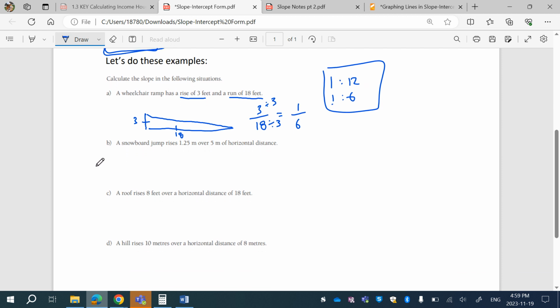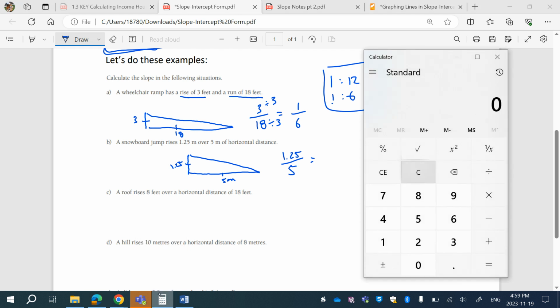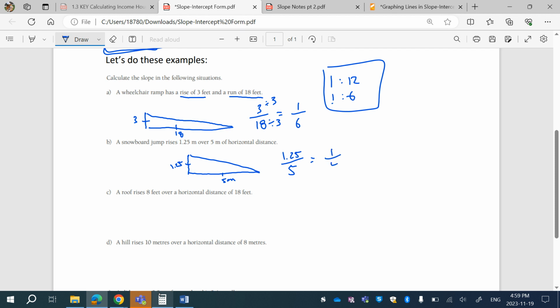Next, let's do a snowboard jump. It rises 1.25 meters over 5 meters of horizontal distance. So it goes up by 1.25 meters over 5 meters of distance. That would be 1.25 over 5. I'm pretty sure 1.25 goes into 5 four times, but we could do it as a decimal if we wanted. So we could go 1.25 divided by 5. That gives us 1 over 4. You could also show it, if you want, as a decimal.